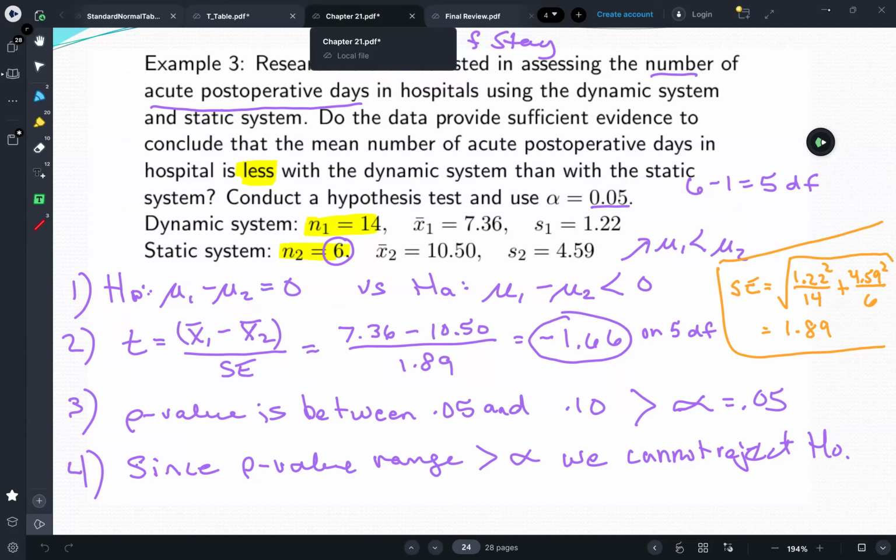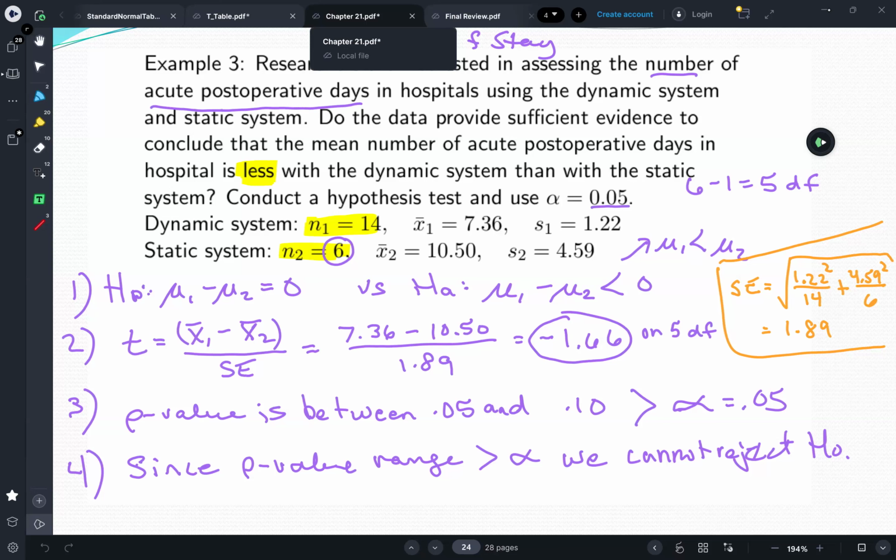Okay? Get more data. What do we do? We get more data. We get a much, much larger sample size. Usually we have thousands of patients for each group, but you get the idea. You know how to make the conclusion, right?